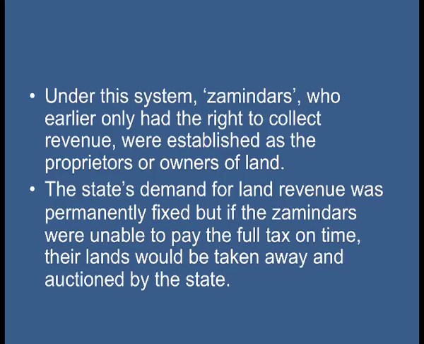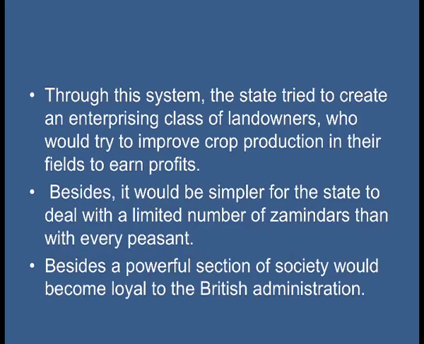Under this system, zamindars, who earlier only had the right to collect revenue, were established as the proprietors or owners of land. The state's demand for land revenue was permanently fixed, but if the zamindars were unable to pay the full tax on time, the lands would be taken away and auctioned by the state. Through this system, the state tried to create an enterprising class of landowners who would try to improve crop production in their fields to earn profits.